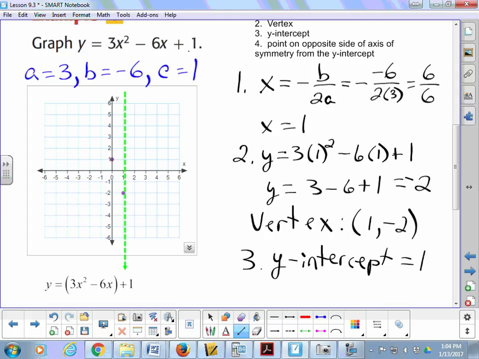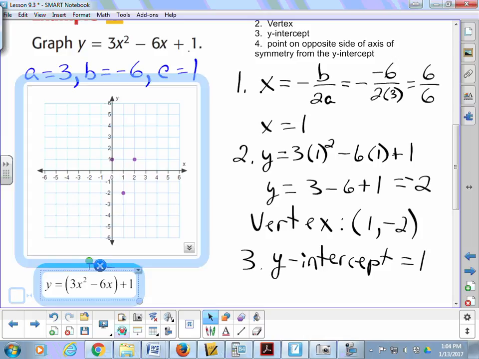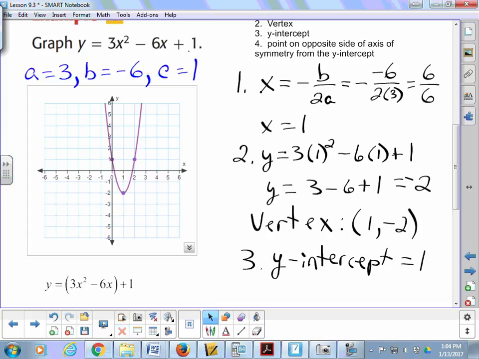So since this point here for the y-intercept is 1 to the left of there, then the other point I need is going to be 1 to the right. So the point 2, 1. And there's my 3 points that I need. So now you can draw your line. Just don't forget to put your arrows.